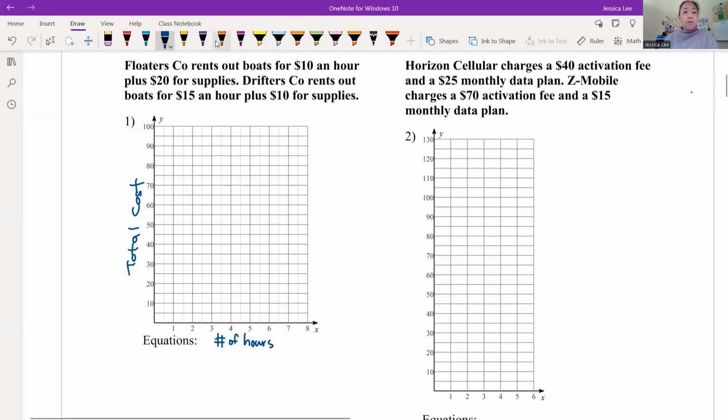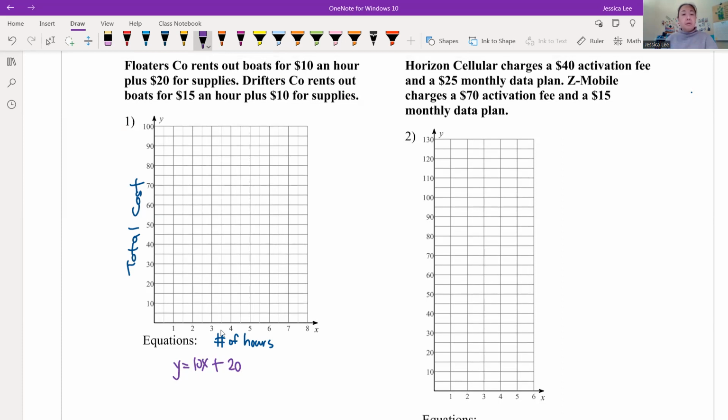Okay, so our first one, let's make them purple. So Floaters Co will be purple. We rent out our boats for $10 an hour plus 20 bucks, which means our $10 an hour keeps on repeating, right? Because every hour it's another $10. So that's going to be our slope. So it's going to be y is equal to 10x plus, and then our supplies is just the one-time fee. We don't have to rent it for every hour, right? So it's just going to plus the 20 bucks, a straight $20, right?